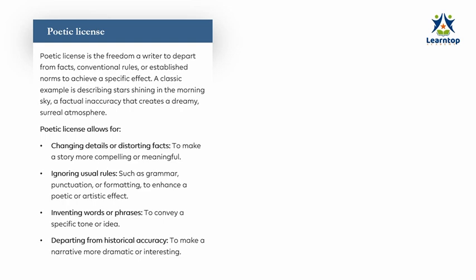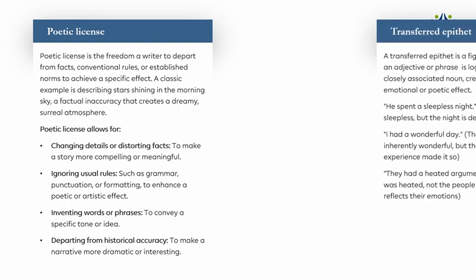Such licenses allow writers to change details, change facts, ignore grammar, spellings, or even punctuation rules. They can invent words or phrases and even alter history to make the story or poem more dramatic.